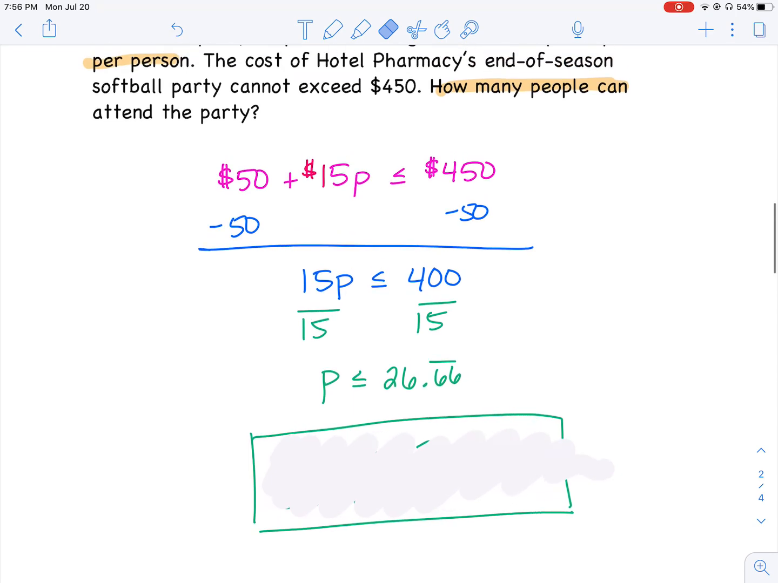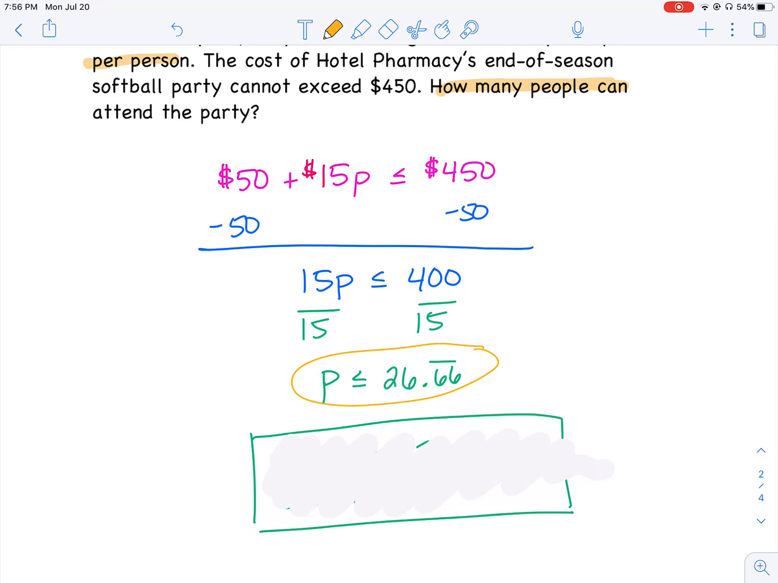Okay, now think about this. What did P represent in our equation or our scenario, our story? P was the number of people, right? And so when I get this inequality that says P has to be less than or equal to 26.6, I can't round up to 27 because that would be too much. And I can't have 0.6 of a person.